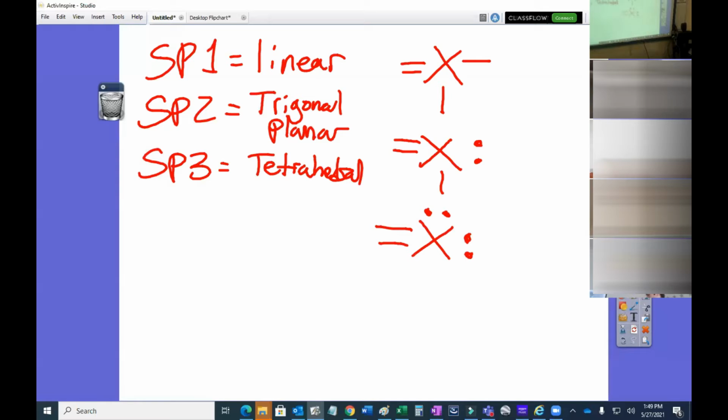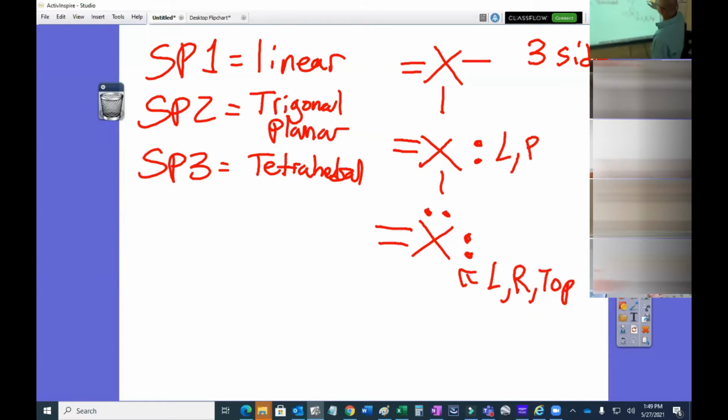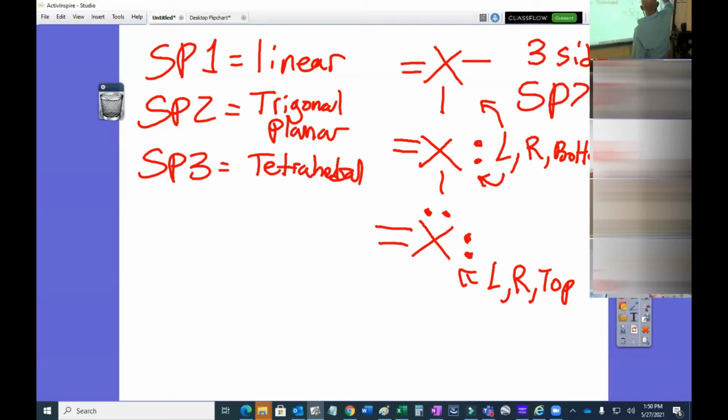Is there another way of doing this? I don't think so. All right. Notice this has 3 sides. Left, right, bottom; left, right, bottom; left, right, top. This one's left, right, top. This one's left, right, bottom. So is this one. These are 3 sides. So that means SP2, because 1 plus 2 is 3. That tells you that these molecules are going to be trigonal planar.